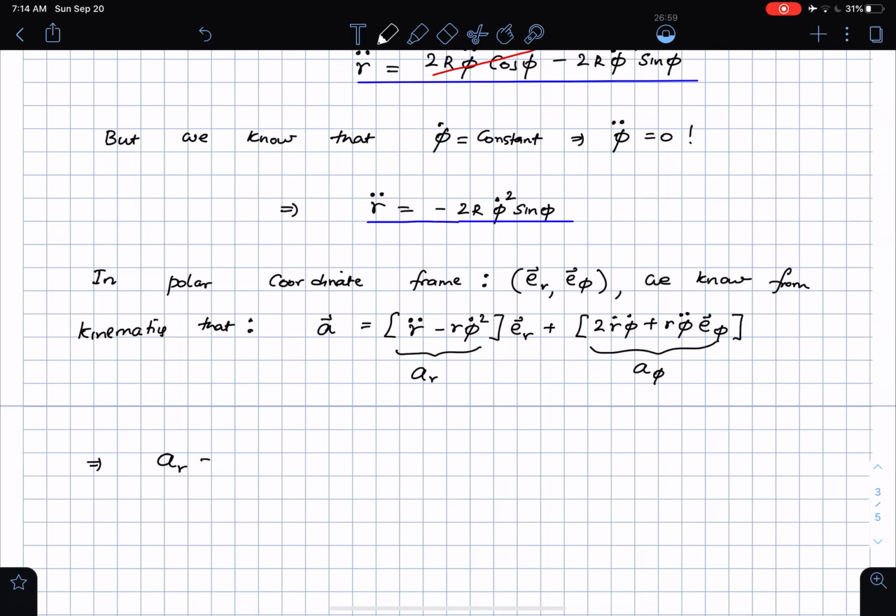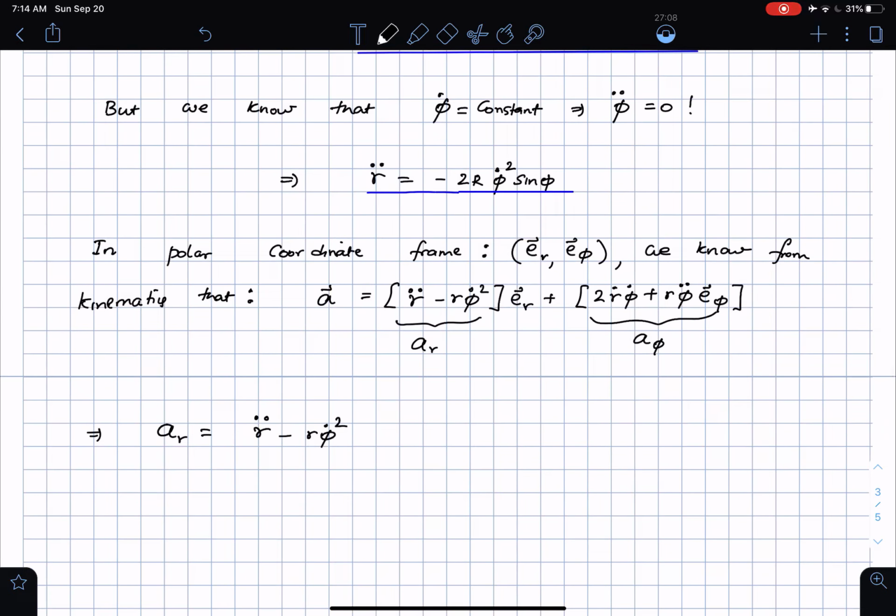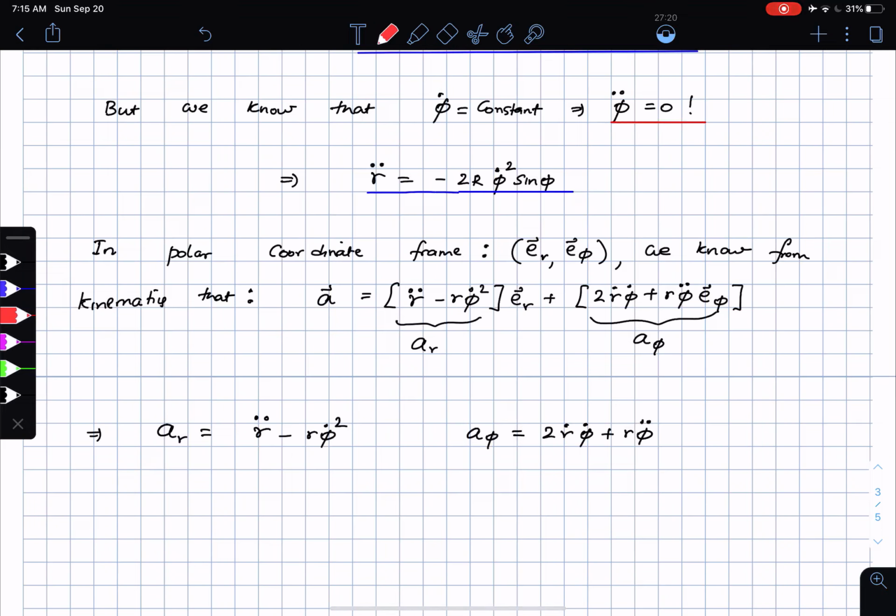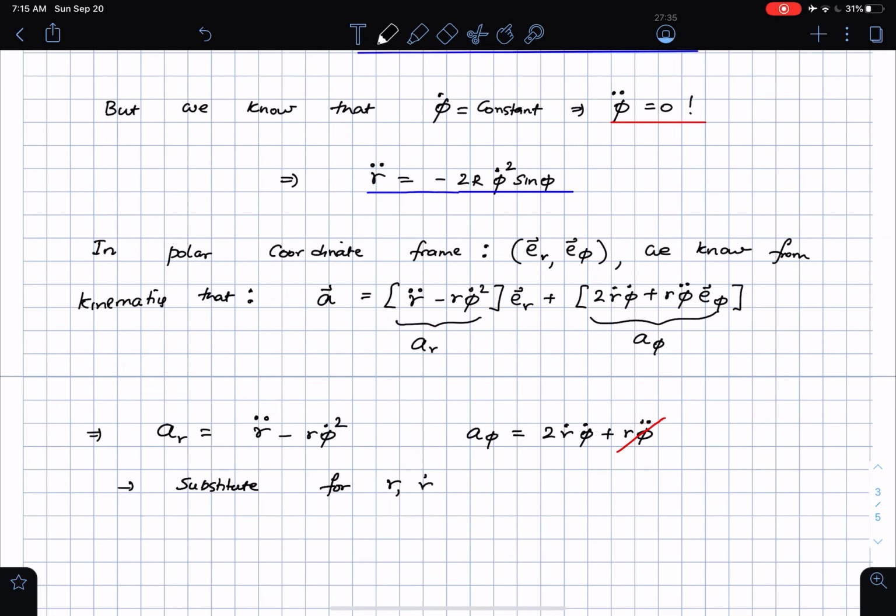So which means if I take a look at this radial component, this is r double dot minus r phi dot square. Okay, I'm going to start substituting. So AR is this much, and then A phi is 2r dot phi dot plus r phi double dot. But I know that phi double dot is 0, right? From previously here, we know that phi double dot is equal to 0, which means that this phi double dot term can be cancelled off. Okay, and then I'm going to start substituting. Substitute for r dot and r double dot in terms of phi of t.